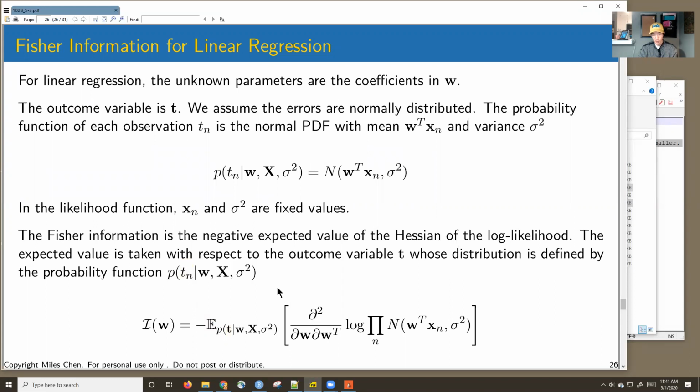Each t sub n comes from here. We're often accustomed to saying, what's the expected value, and x is our random variable. But for linear regression, in our generative model, the input values x are fixed values. Only the outcome variable t, your observed actual values, comes from a probability function. So it's going to be the expected value with respect to this outcome variable t, not with respect to x or sigma squared.